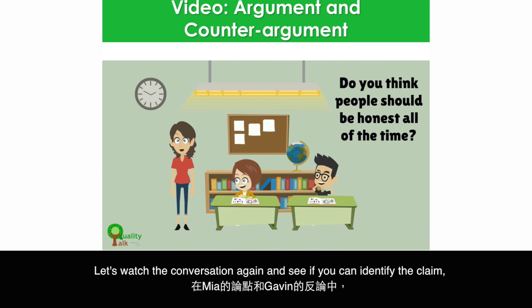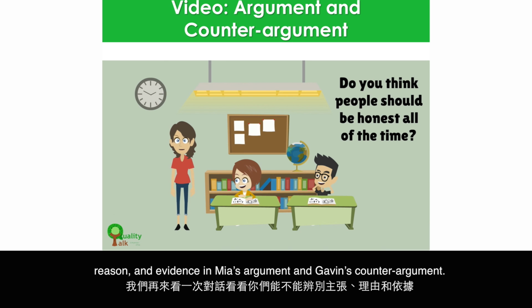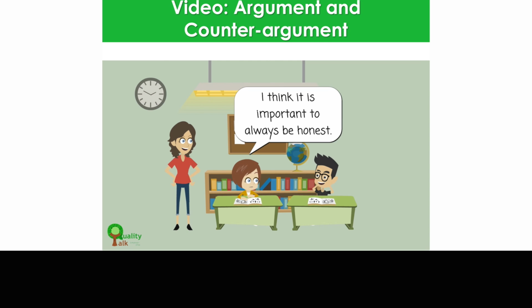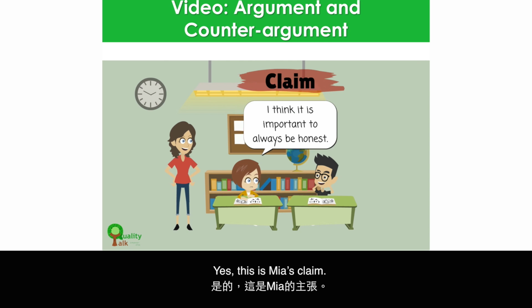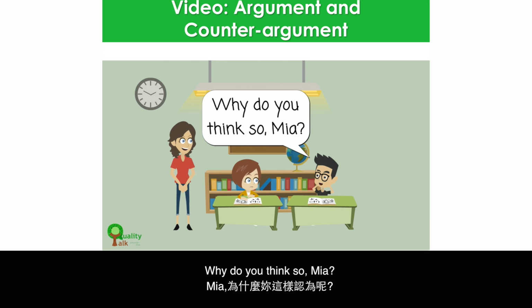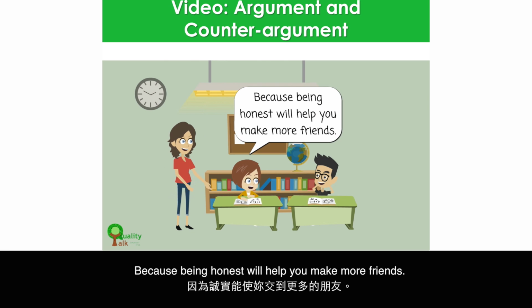Let's watch the conversation again and see if you could identify the claim, reason, and evidence in Mia's argument and Gavin's counter-argument. I think it is important to always be honest. Yes. This is Mia's claim. Why do you think so, Mia?